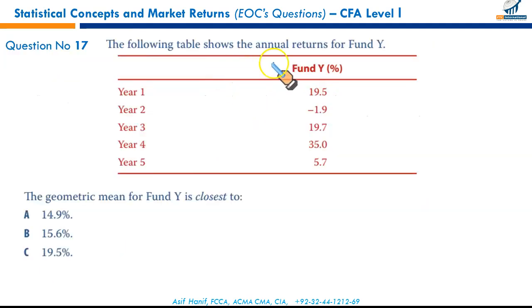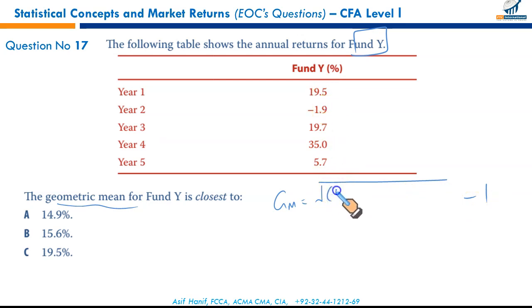The following table shows the annual returns for fund X. What is needed? Geometric mean. We learned how to calculate the geometric mean whenever there is a negative number, or even if there is no negative number. This is the suggested approach.